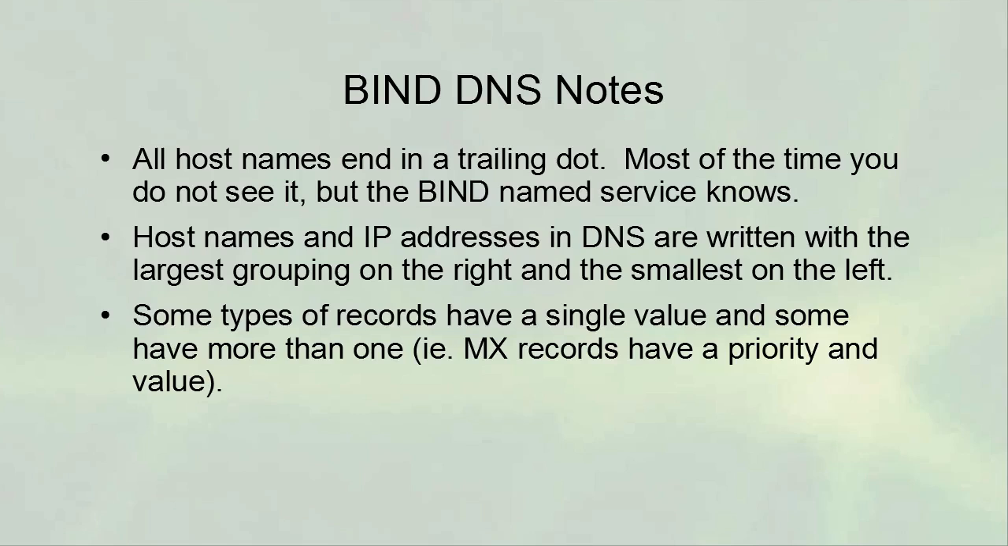Host names and IP addresses in DNS are written with the largest grouping on the right and the smallest on the left. What does that mean? Well, if you look at a name like example.com, com is a much larger grouping, and so it's on the right hand side. Example would be on the left hand side because it's smaller. So the larger it is, the further to the right. But if you think about IP addresses, something like 10.11.12.13, and you say, well, which one's the largest grouping? Well, the 10 is the largest, so it's on the left hand side. But that's not where the DNS wants to put it.